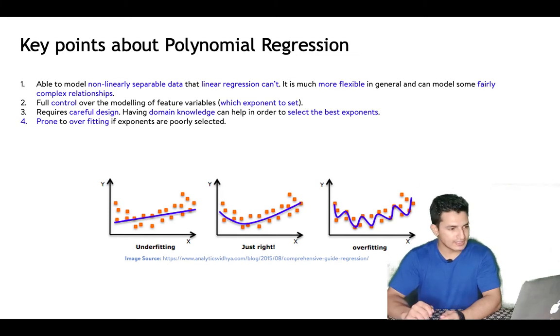If we take the last example of the sales in units of car depending on the third power of city development index, let's say instead of that third power we had used fourth or fifth power of city development index, what would have happened? The model would have overfitted the training data and the performance on the unseen data or test data would have degraded. So having the right domain knowledge and doing the proper cross validation to find the best exponent is very important, and it's prone to overfitting if the exponent is poorly selected.